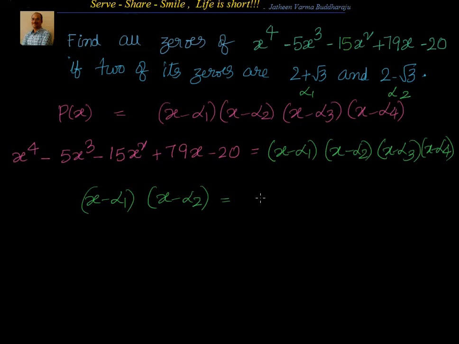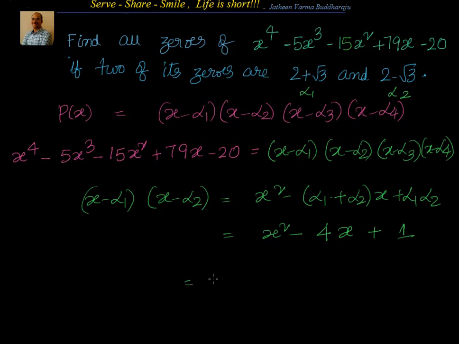That's equal to x square minus of alpha 1 plus alpha 2 into x plus alpha 1 alpha 2, or x square minus of alpha plus beta into x plus alpha beta. If you substitute that, we will have x square minus, you add 2 plus root 3 and 2 minus root 3, you will get 4x, and when you multiply them you have a plus b into a minus b, a square minus b square. So 2 square minus root 3 square, that's equal to 1.